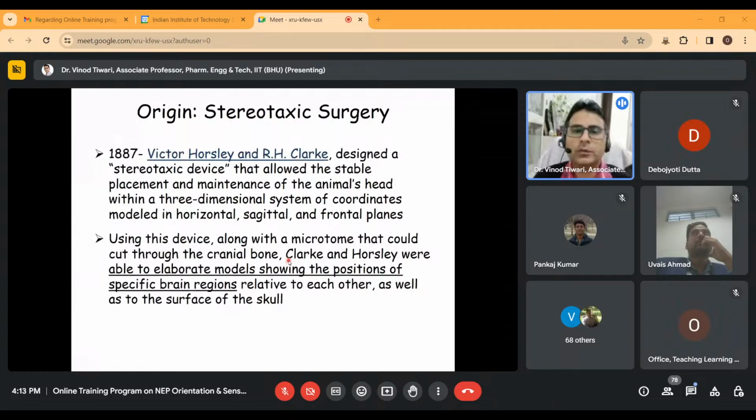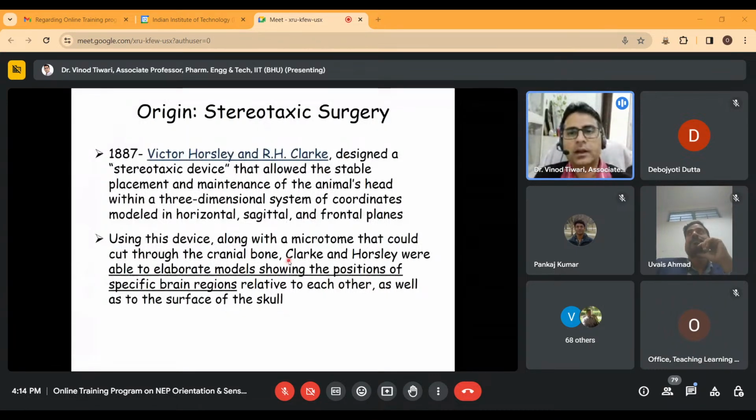Now, if you go back into the history of this technique, where this technique was first identified, how it came into existence, and then how it has evolved over the years. The first time, in the year 1887, these are the two scientists, Victor Horsley and R.H. Clark, who designed this device for the first time.